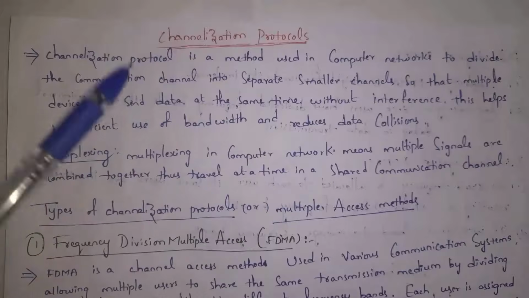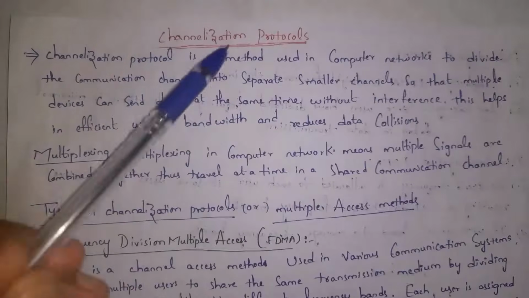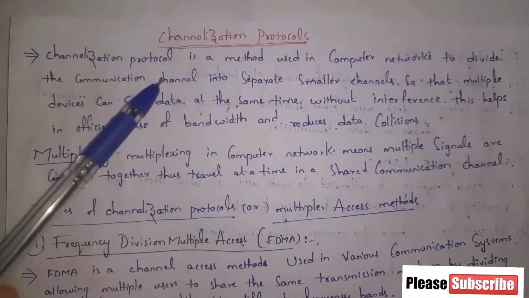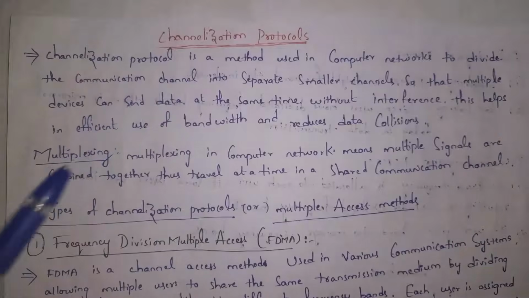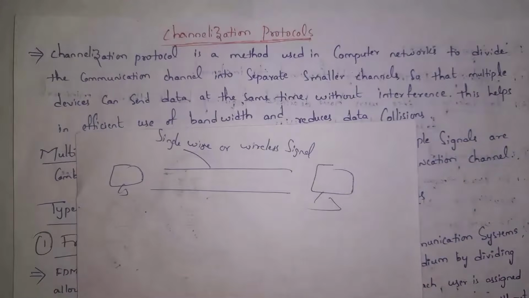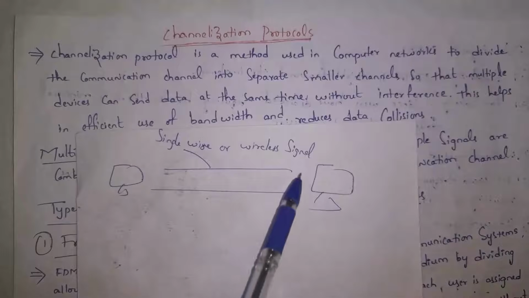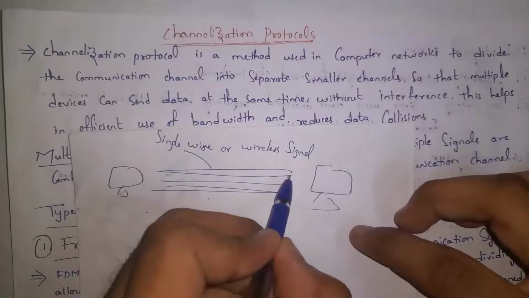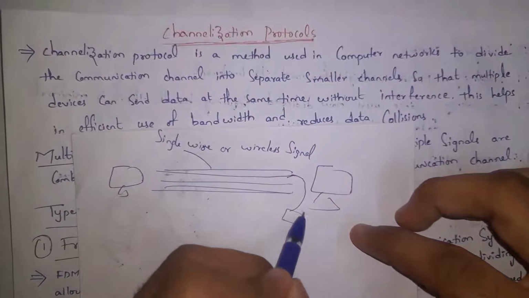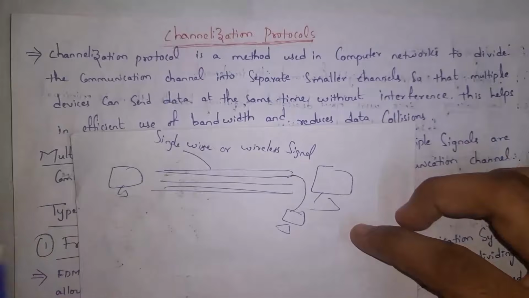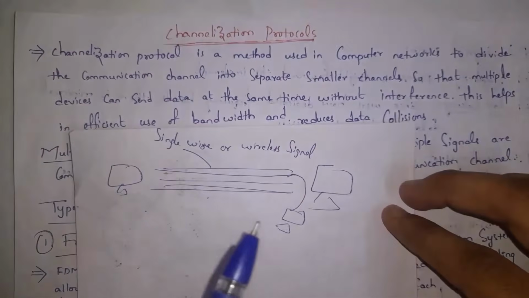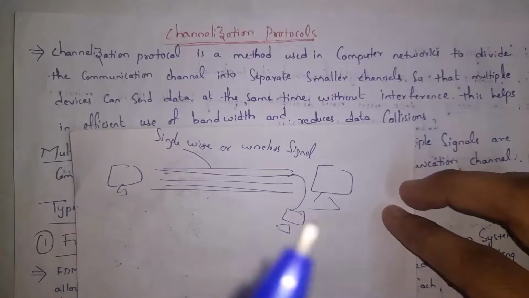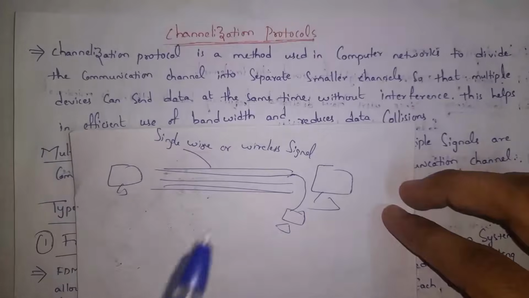Next I will explain what channelization protocols are. Guys, we use channelization protocols mainly in wireless communications. In channelization protocols, we divide our entire communication channel into smaller channels. After dividing the entire channel into separate smaller channels, we give each separate channel to each user. So by using the smaller channels, users can communicate. As each and every user gets a separate channel, all users can send data at the same time. So there will not be any interference.